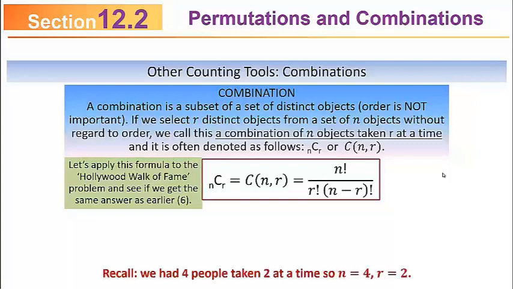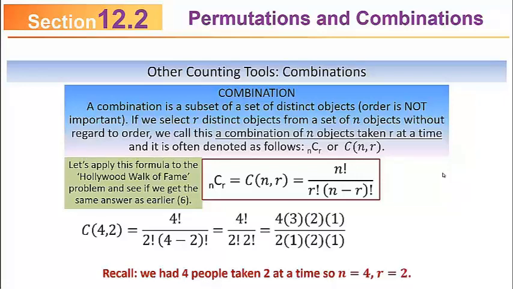In this problem, we had 4 people taking 2 at a time, where order doesn't matter, so it's a combination. Plugging into that formula for a combination, we get 4 factorial over the product of 2 factorial and 4 minus 2 factorial. Well, that's 4 factorial over 2 factorial times 2 factorial. 4 factorial is 4 times 3 times 2 times 1, and 2 factorial is 2 times 1. If you write all that out, 4 times 3 times 2 times 1 is 24, and 2 times 1 times 2 times 1 is 4, and 24 divided by 4, big surprise, is 6. It's exactly the same answer as when we did it by brute force.